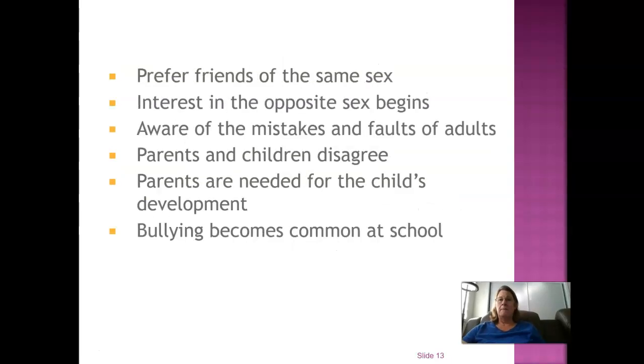They truly do. They prefer friends usually of the same sex at this age, but they're starting to be interested in the opposite sex. They are unfortunately aware of mistakes and faults of adults. Up to now, parents are wonderful, adults know everything, and it's about this age that they realize that we really don't. Parents and children frequently disagree, and that's not necessarily a bad thing.